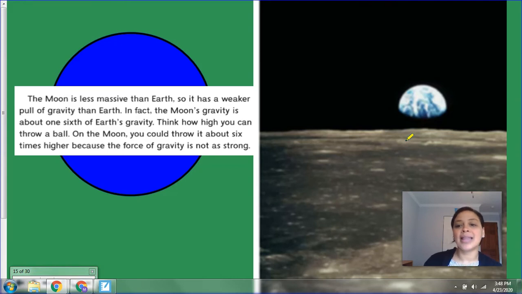Okay, and so let's go right over here and read about the gravitational pull, or force, I should say, on the moon. And so it says the moon is less massive than Earth, so it has a weaker pull of gravity than Earth. In fact, the moon's gravity is about 1/6 of Earth's gravity. Think how high you can throw a ball. On the moon, you could throw it about 6 times higher because the force of gravity is not as strong. Okay, so that's pretty interesting to think about. It would be 6 times higher on the moon because the gravity is not as strong as Earth.